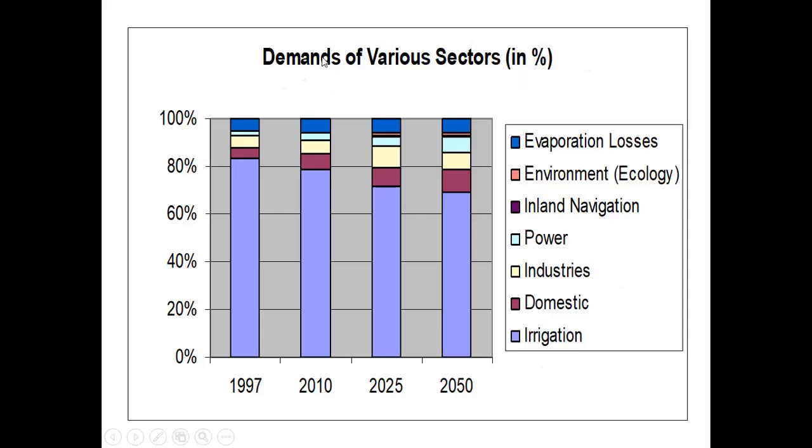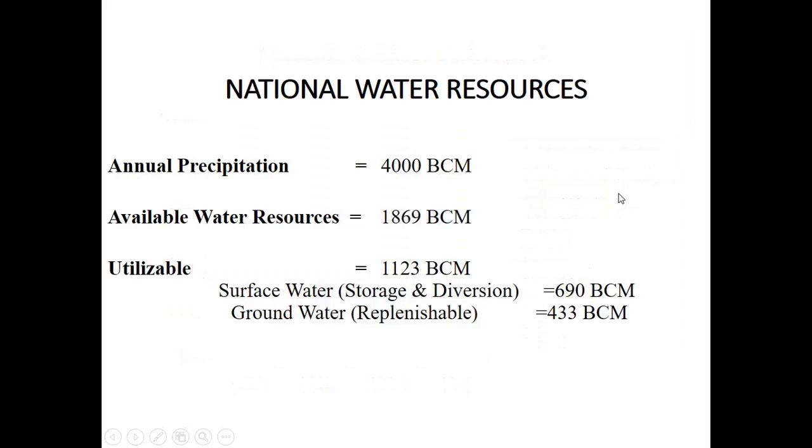This figure shows the demands of various sectors like irrigation. Irrigation consumes the maximum quantity of water. The domestic usage is next, and industries are in third place in the demand for water. And see, the environment and evaporation losses are neatly explained in this figure.